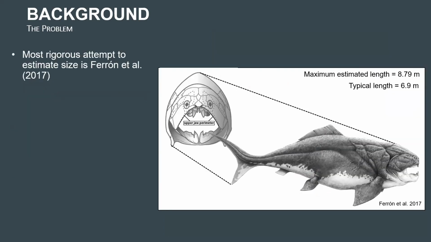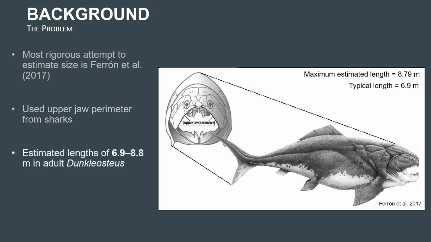As I mentioned before, most of those previous estimates have no way of being evaluated. There's no way to even test if they were remotely accurate. The most rigorous attempt to estimate size is Ferrón 2017, who also noted the similar problem that most of these size estimates were basically just guesstimates. Ferrón et al. tried to provide a more rigorous estimate by using upper jaw perimeter in sharks. The assumption was that mouth size is correlated to body size, and therefore, if we have the mouth size of a big shark, we can just apply it to Dunkleosteus and get a relative estimate of size. They estimated lengths of between 6.9 to 8.8 meters for adult specimens of Dunkleosteus terrelli.